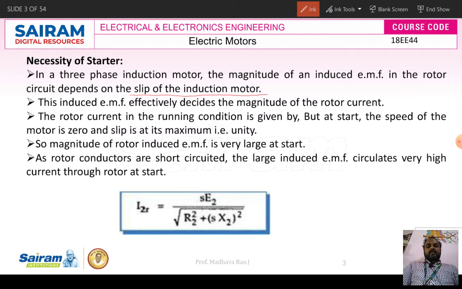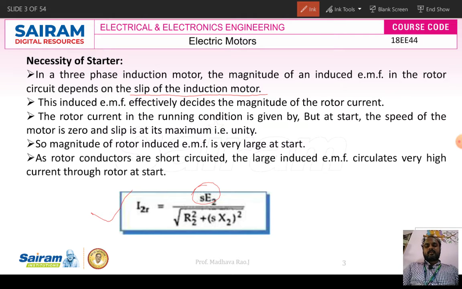This induced EMF effectively decides the magnitude of the rotor current. So the induced EMF is involved in the magnitude of the rotor current. In running condition, we specify the rotor current with I2R. I2R is equal to S into E2 divided by the root of R2 square plus (S X2) whole square. Here you can see slip appears again. E2 you can write in terms of rotor current, and here also we consider slip. So slip is the main important factor, and the rotor current depends on the slip of the induction motor.